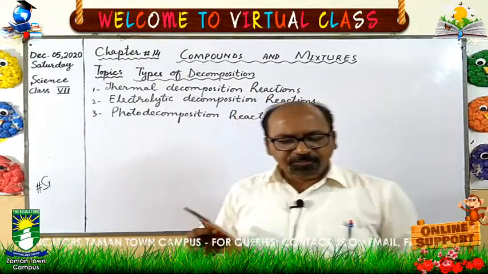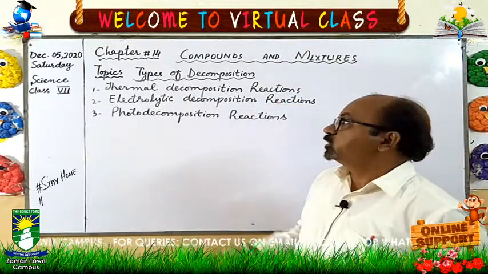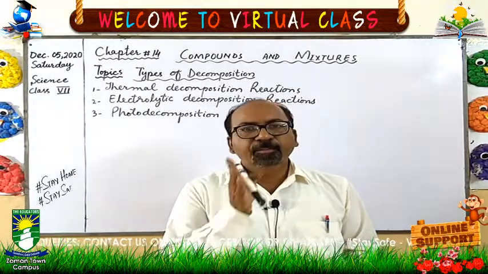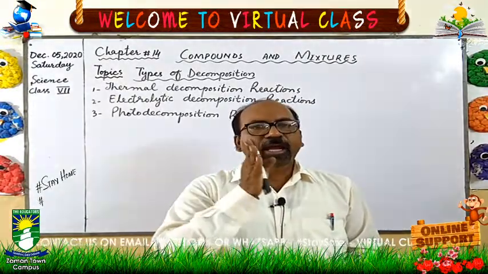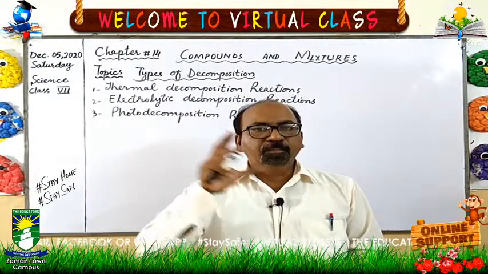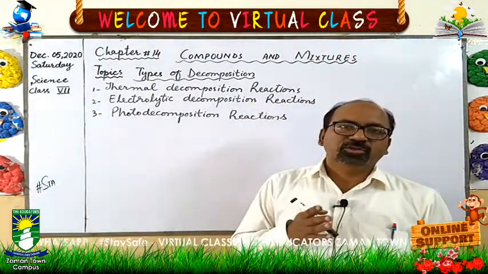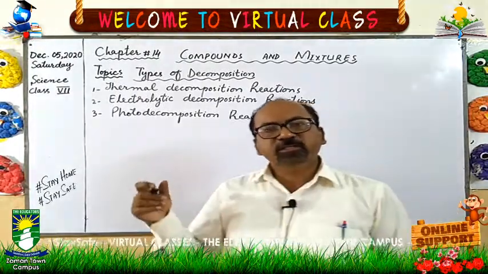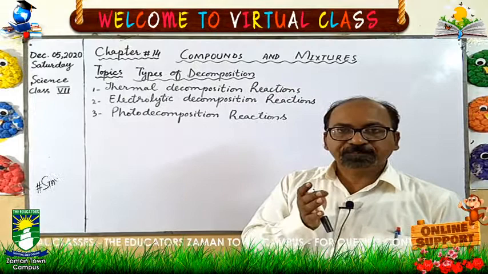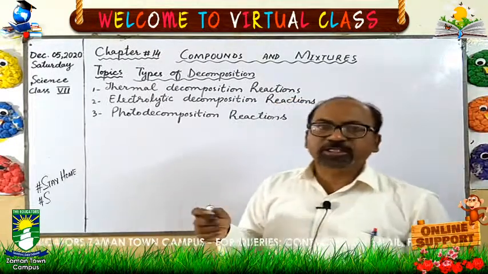Before starting the types of decomposition, I'm going to repeat the process of decomposition. What is actually decomposition? Decomposition is the breakdown of a complex substance, and this complex substance is broken down into simpler substances. A complex substance or compound is broken down into simpler substances. This is called decomposition, the breakdown of the complex substance into its smaller components or parts. Compose means to form and decompose means to break down. So I hope you have understood what decomposition is.